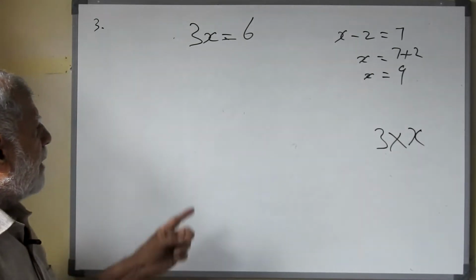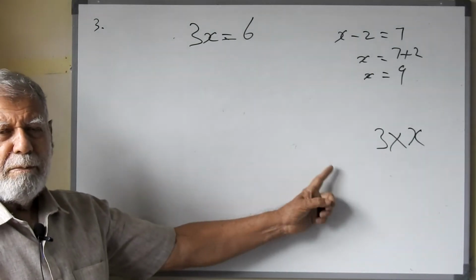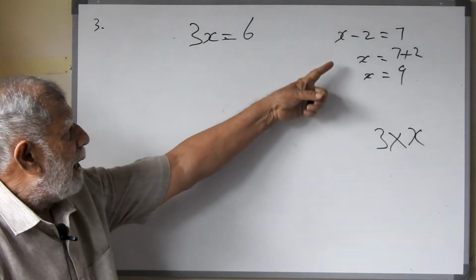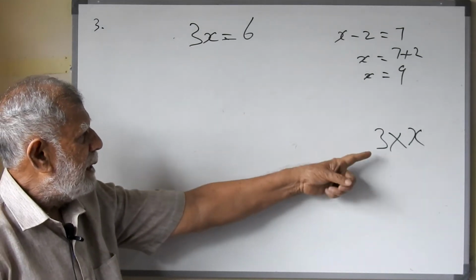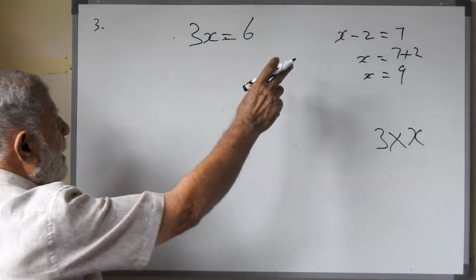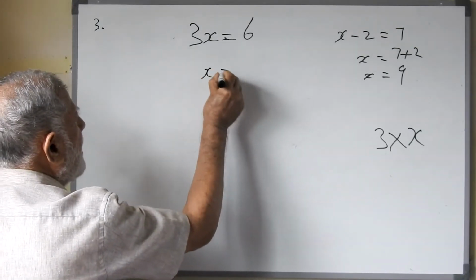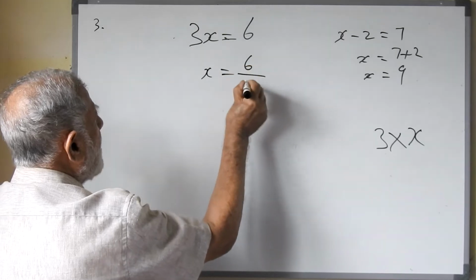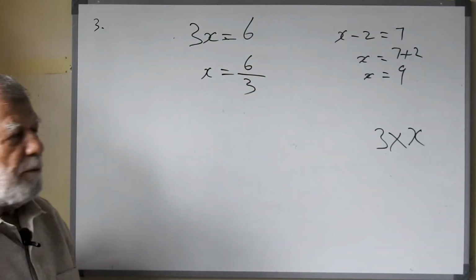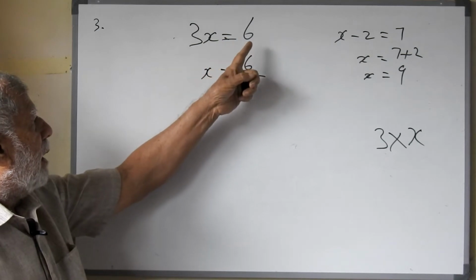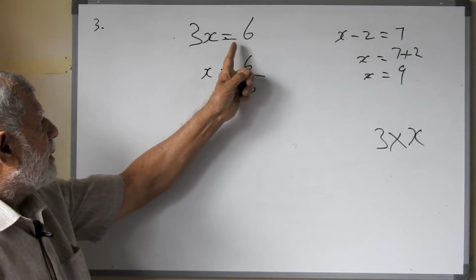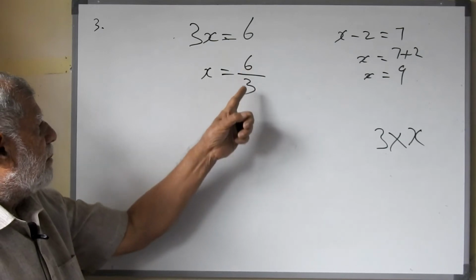3 times. When it is times, we have to divide. When it is multiply, means we divide. Here it is adding or subtracting. Adding means subtracting. Subtracting means adding, like that. So 3x means we can't do it the way that is there. So what we do is we divide. So 6 divided by 3. So 3 times x is equal to 6. So x is equal to 6 divided by 3.